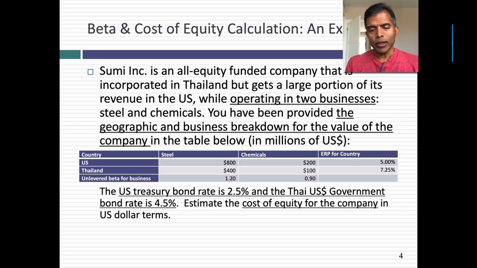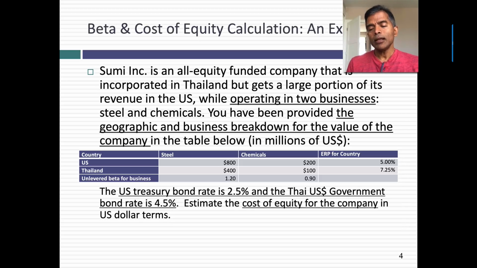So if you look at the values of steel and chemicals, you're seeing essentially the breakdown of businesses. I've also given you the unlevered beta of the steel and the chemical businesses and the equity risk premiums of the two countries. I've given you a T-bond rate, and I've told you the Thai US dollar government bond rate. So file that away. The US dollar government bond rate is 4.5%. I'm asking you to estimate a cost of equity for the company in US dollar terms. There's a lot of data on this page. I'm going to let it sink in for a moment before I attack the problem.